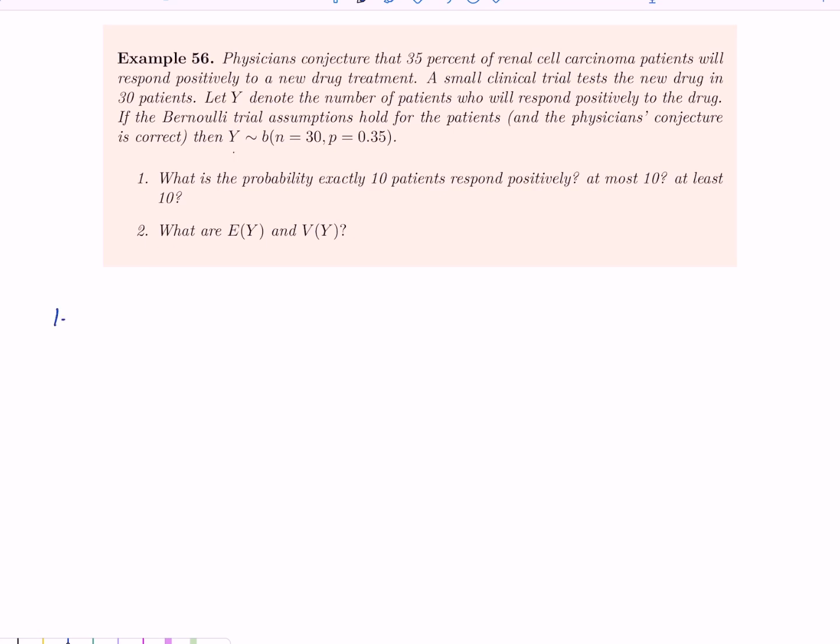Okay, here we know Y has a binomial distribution. N equals 30, p equals 0.35. N is the number of trials. P is the success probability. So you should understand this first.